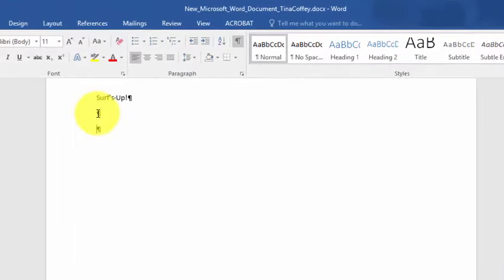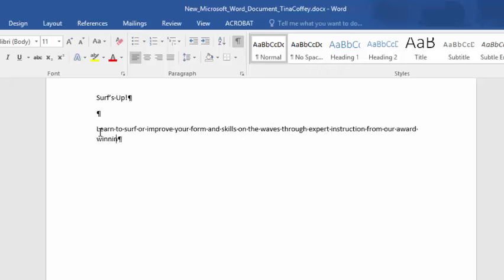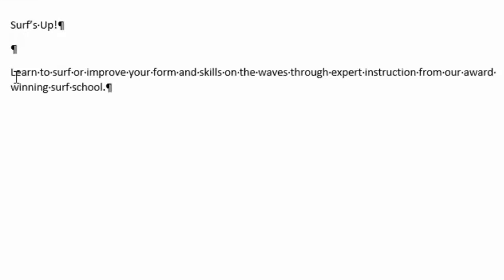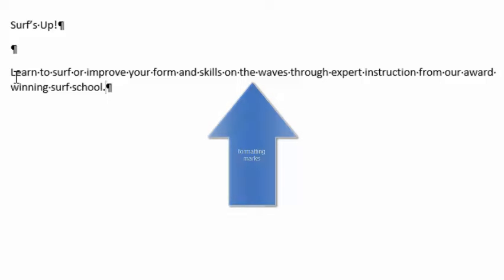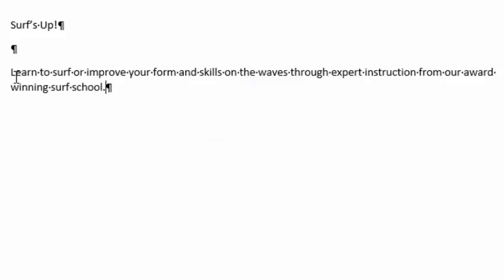Next up, I've left a blank line in this document, and underneath that blank line, I'm going to start typing my next sentence. Learn to surf or improve your form and skills on the waves through expert instruction from our award-winning surf school. What's very important is you notice that there is a dot between each of the words as I was typing. That dot is not a period, it's not any symbol, it's actually just me hitting the space bar. So that lets me know there's one space between each word in this sentence.